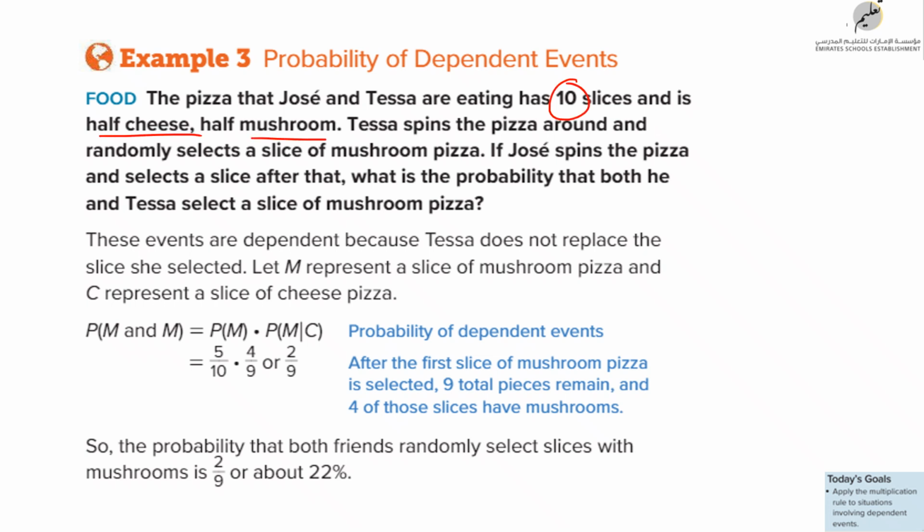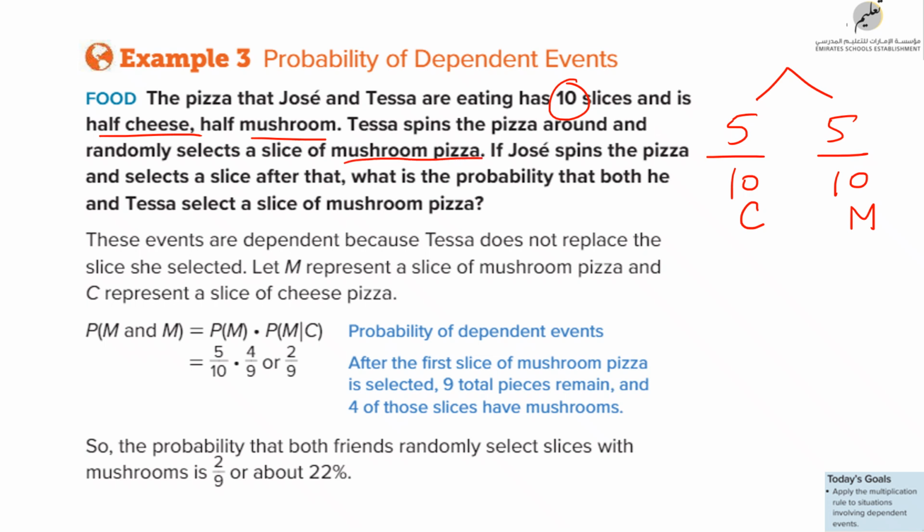So that means 5 out of 10 is cheese and another 5 out of 10 is mushroom. It's like 50%. So I'm using capital C for cheese and capital M for mushroom. Now Tessie spins the pizza around randomly and selects a slice of mushroom pizza.